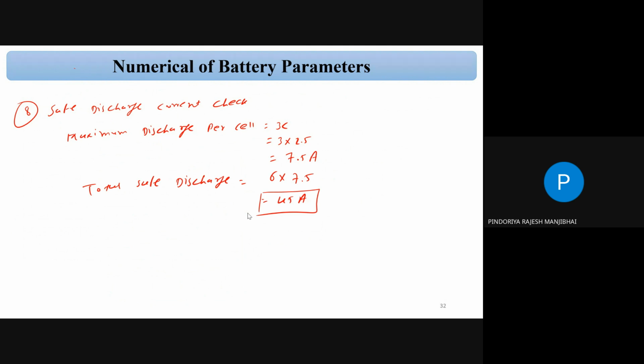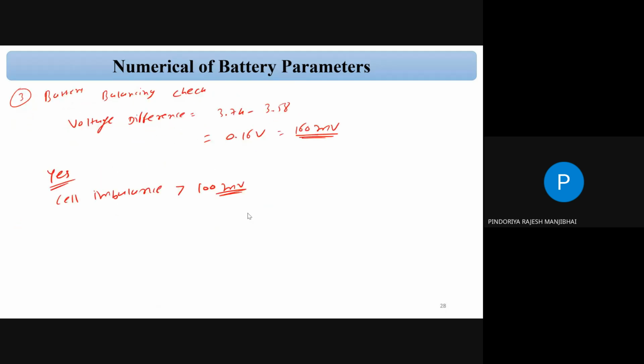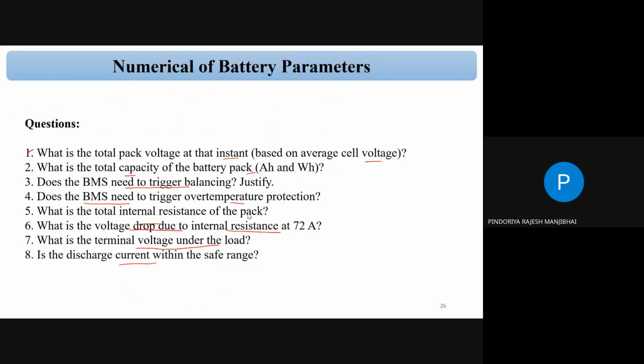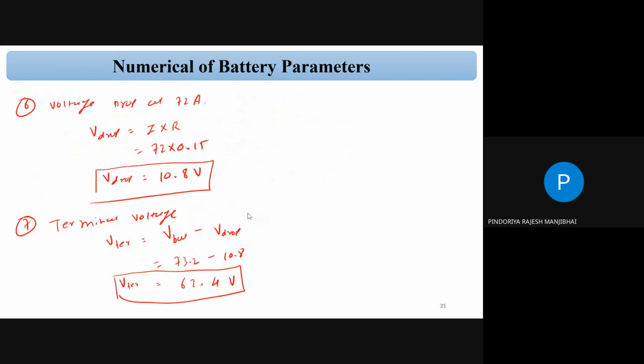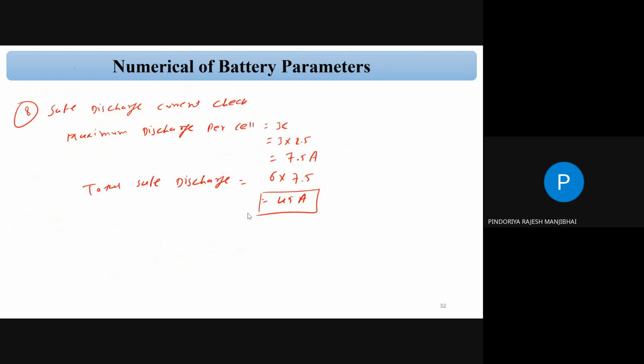So is it safe to discharge your battery? So what is the current drawn and total safe discharge? The total safe discharge is 45 ampere, and the current drawn is 72 amperes. In the question it is mentioned as 72 ampere, so we can say that is the current drawn.